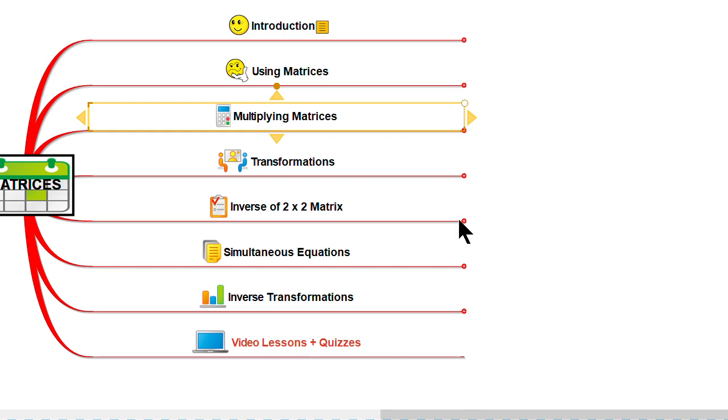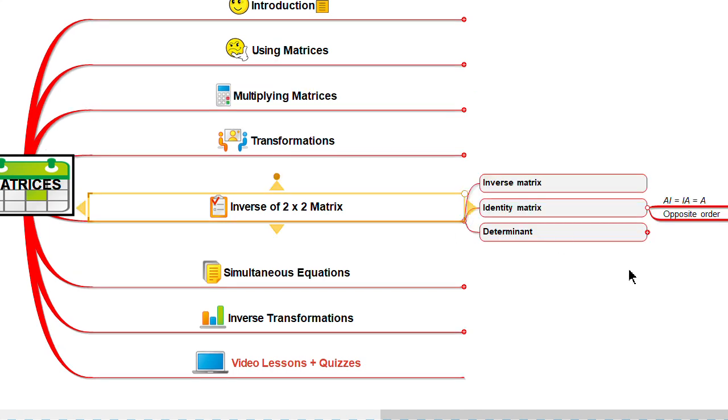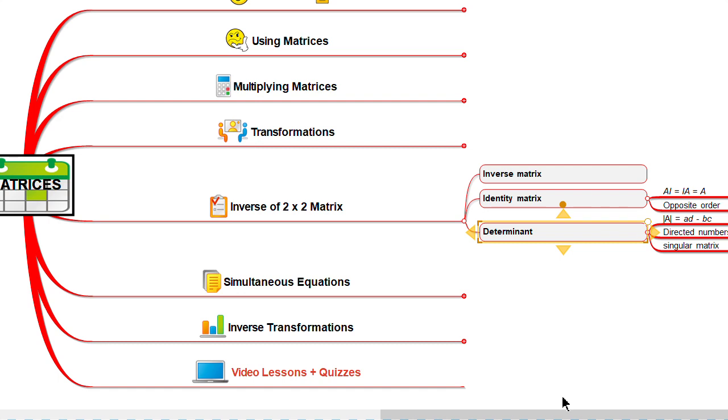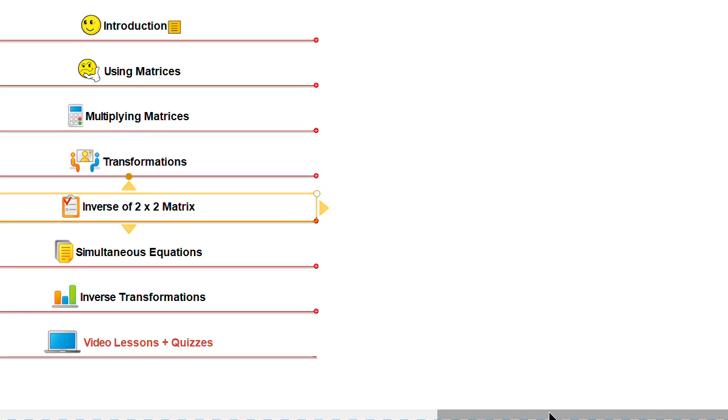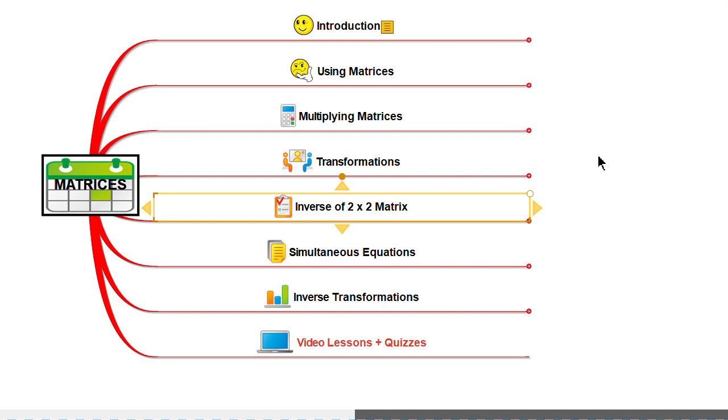Then you have inverse matrix, key elements, inverse matrix, identity matrix, the formula for that, and so on, and the determinant, how you calculate the determinant, what it looks like, and so on. Remember, you have complete control over this video. You can pause the video at any time and review the different sections.